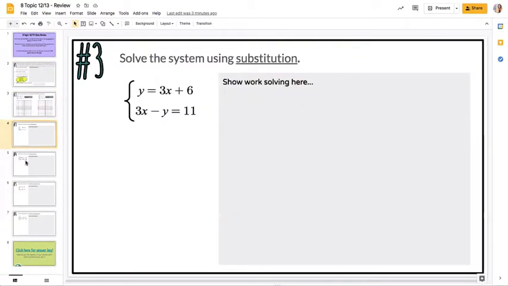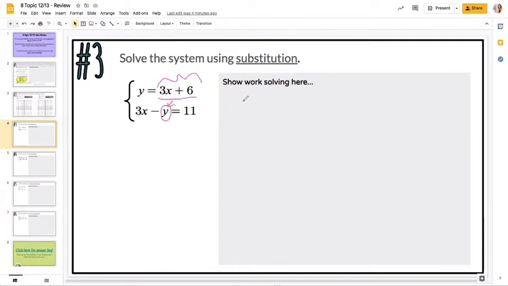Okay, slides 4 and 5 are both dealing with substitution. Remember, substitution is when we are taking a variable and replacing it with a number or an expression it's equal to, so that we can get an equation with just one type of variable in it. In this case, this is a prime example of substitution. y has already been solved for. I know that y is equal to 3x plus 6, which means wherever I have a y, I can replace it with 3x plus 6.